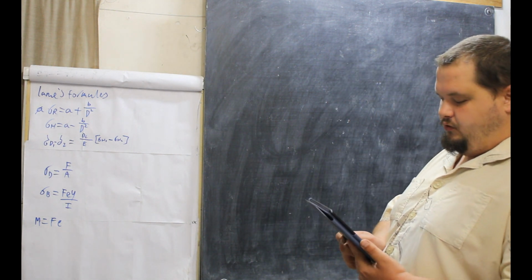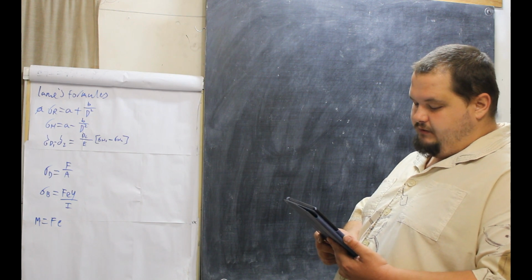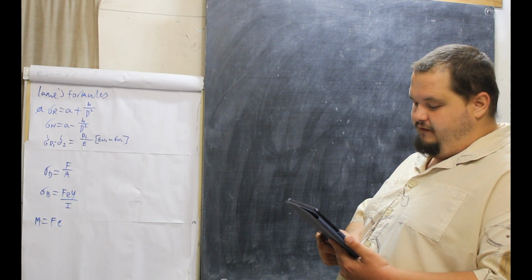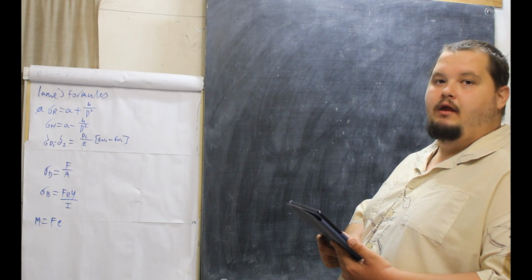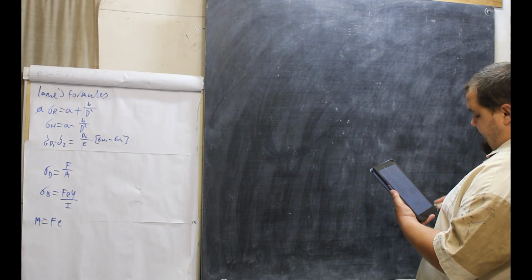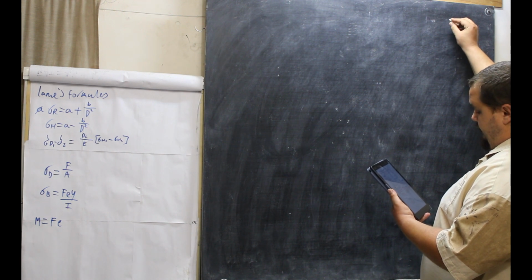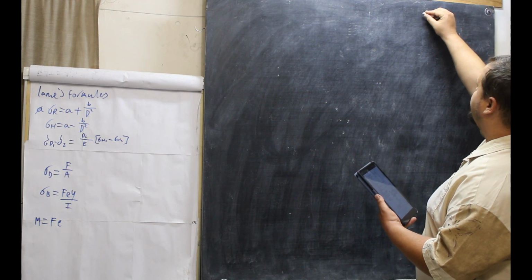Now, for this question we are dealing with a perfect gas. A reversible isothermal process of a perfect gas is shown on a TS diagram. The diagram is included in the video. The shaded area represents the heat supplied. So for our question, 0.03 meters cubed of nitrogen. The molecular mass is 28.